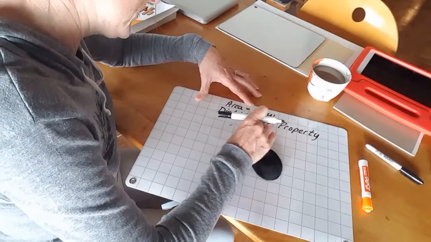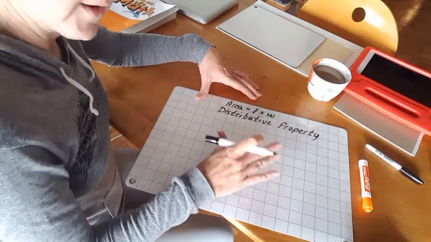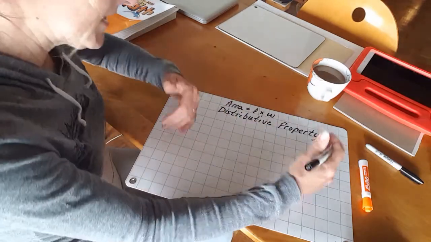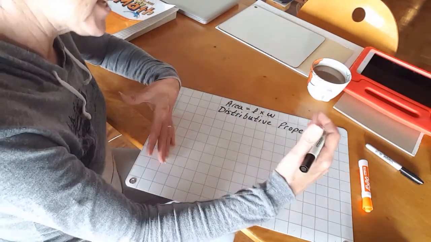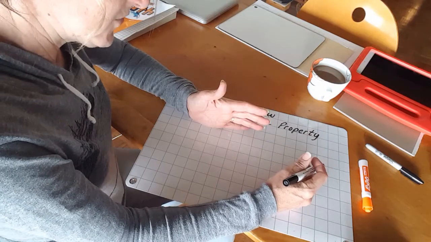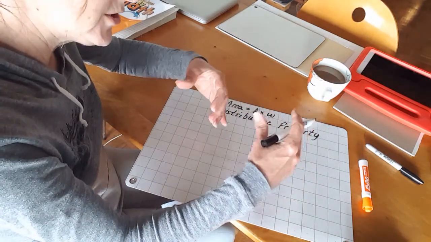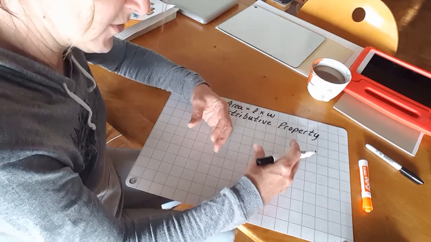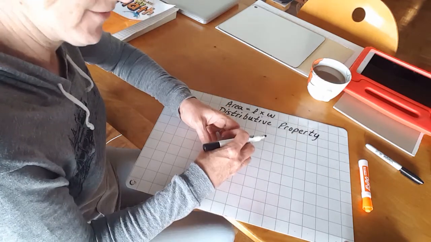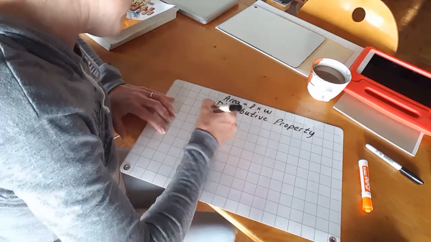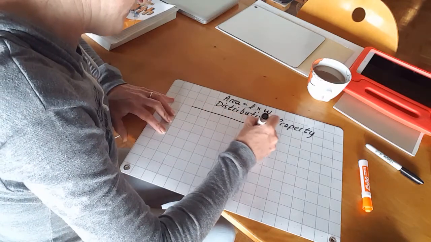The way we're going to use the distributive property with area is we're going to take a rectangle that's really big, that sides are maybe too big for us to multiply together, and we'll just split it into two rectangles and figure out their areas and then add them together. Okay? So, I'm going to give you an example.